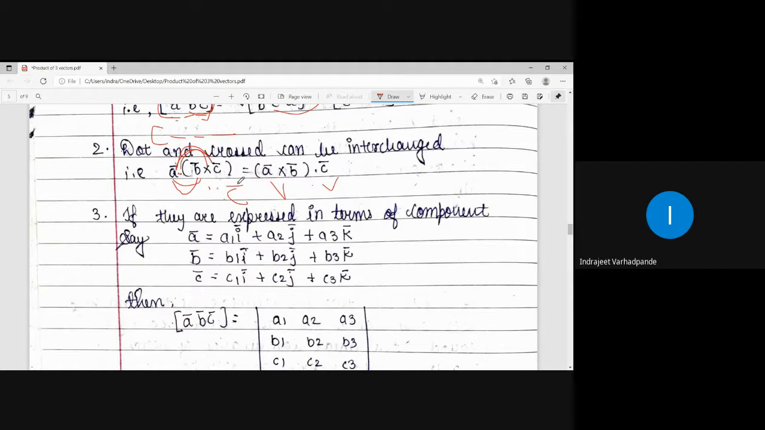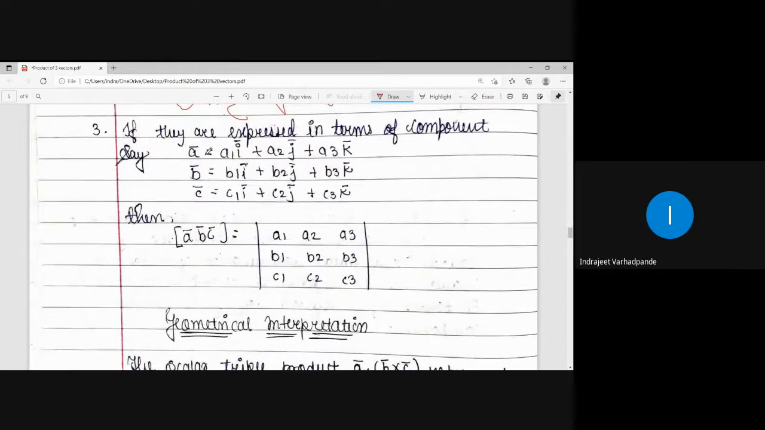A bar cross B bar dot C bar नहीं चलेगा, A bar cross B bar dot C bar चाहिए, because vector dot vector is giving you scalar. If they are expressed in their component form, A bar is A1i plus A2j plus A3k, B bar is B1i, B2j, B3k, C bar is C1i, C2j, C3k.